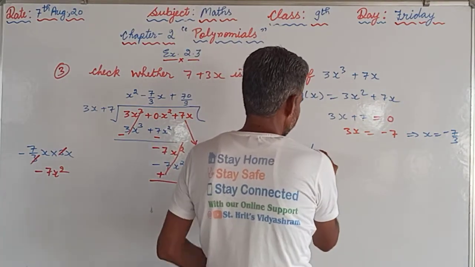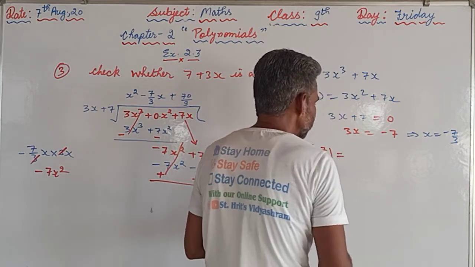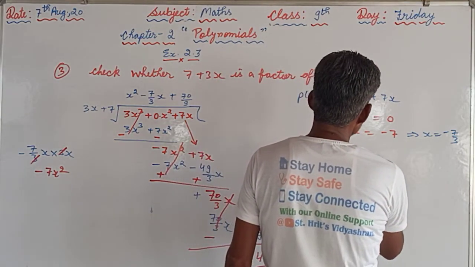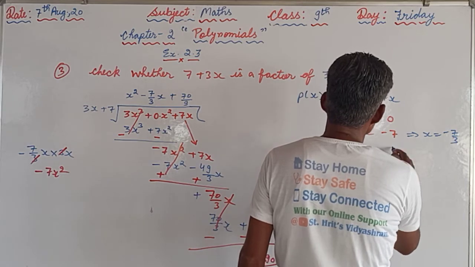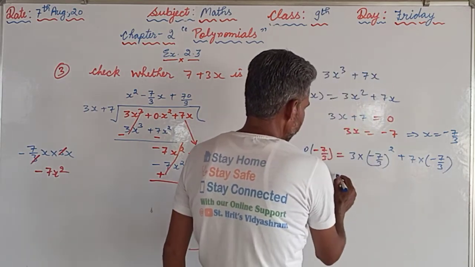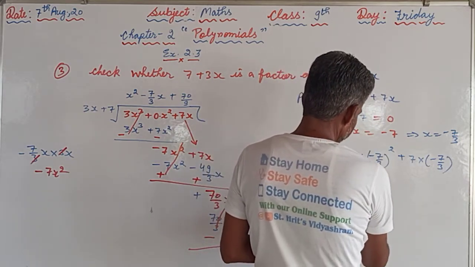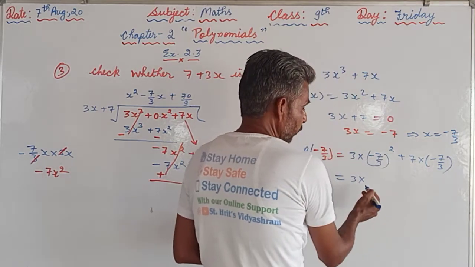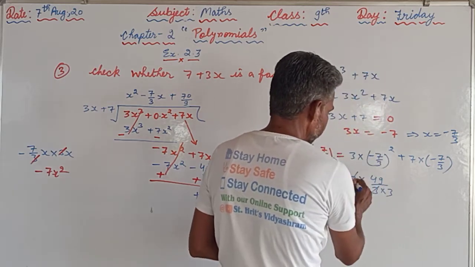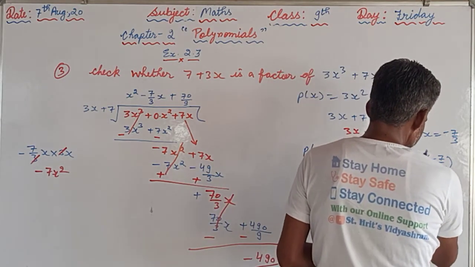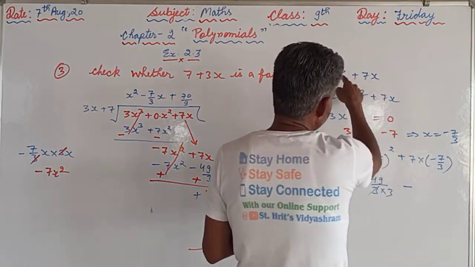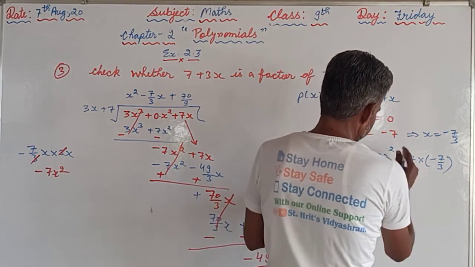P of minus 7 upon 3 means we will substitute the value of x by minus 7 upon 3. So here 3 into (minus 7 upon 3) cube plus 7 into (minus 7 upon 3). From here we get 3 into, minus sign will become plus sign, and 7 sevens are 49 upon 3 into 3, one 3 will cancel out. Oh, that is cube, that is not square, that is cube.